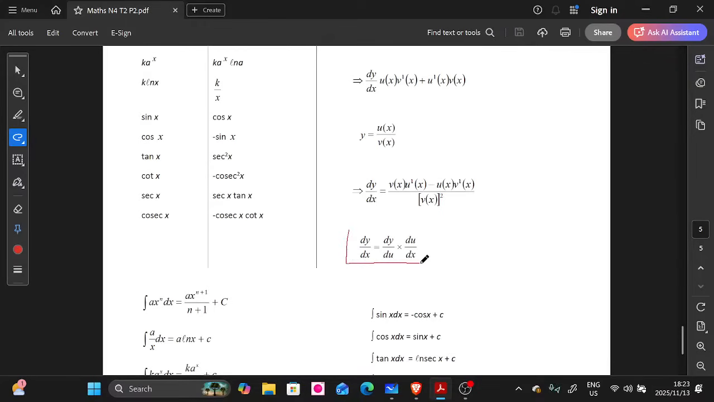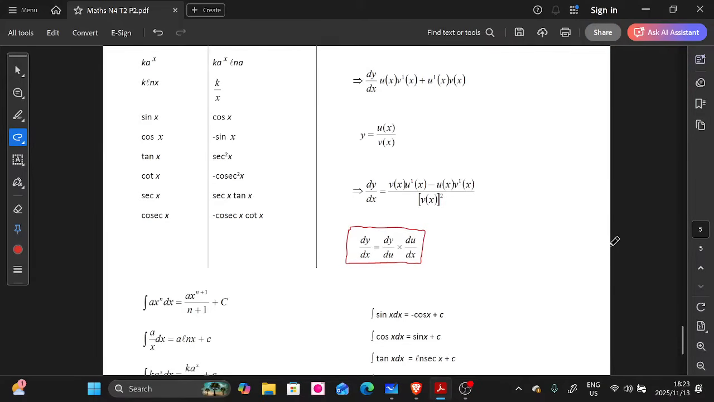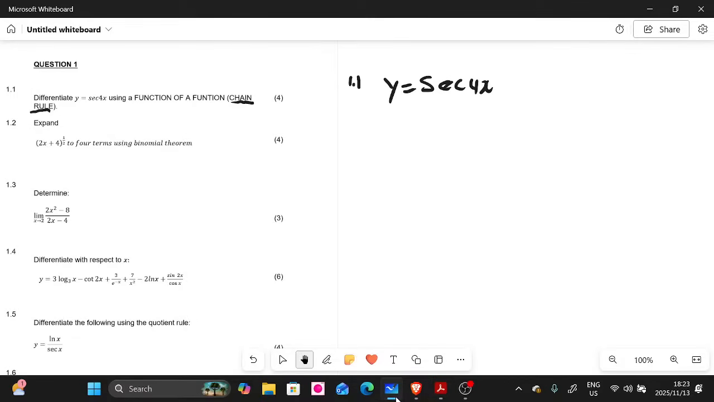First, you have to find the function that is within the function. So let's go back before we use this formula, but don't forget this formula. We're going to use it when we do the chain rule. Now let's go back to our canvas there.